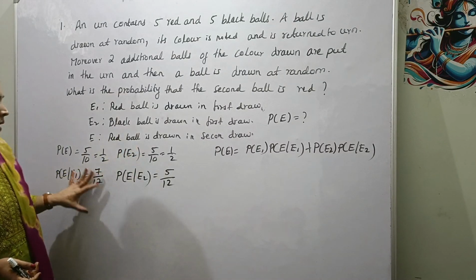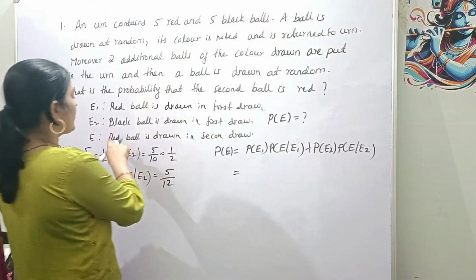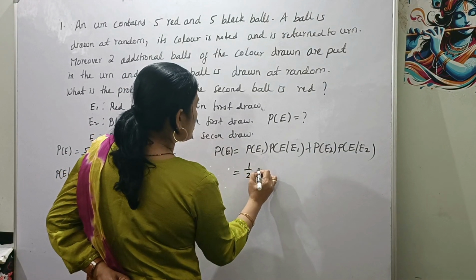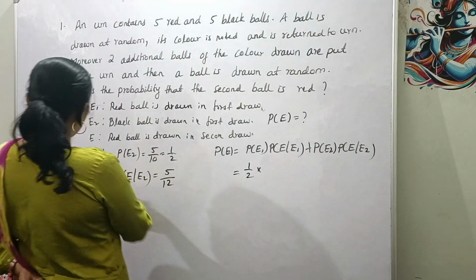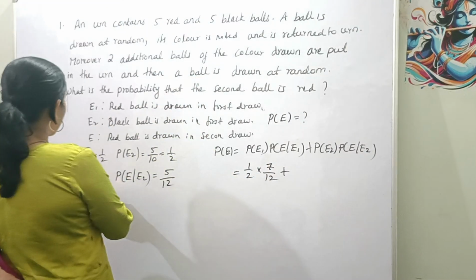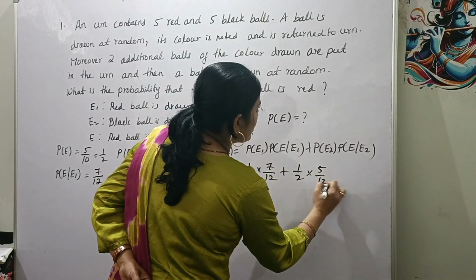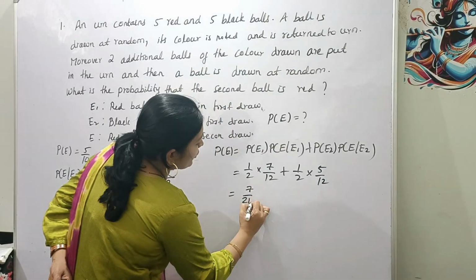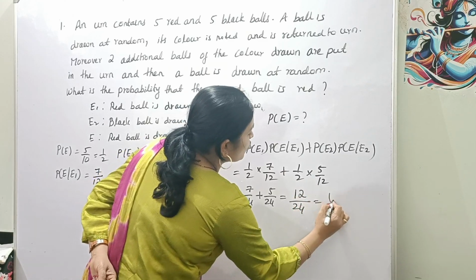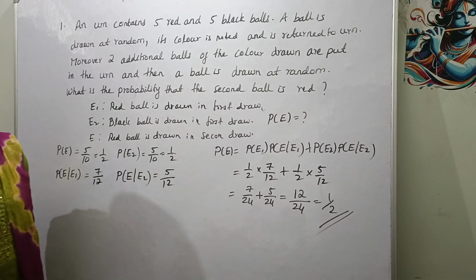Now let's substitute these values in this formula. Probability of E, that is, the probability that a red ball is drawn in the second draw, is equal to probability of E1, 1 by 2, into probability of E given E1, 7 by 12, plus probability of E2, 1 by 2, into probability of E given E2, 5 by 12. That is equal to 7 by 24 plus 5 by 24, which is 12 by 24, that is 1 by 2. Therefore, the probability that a red ball is drawn in the second draw is 1 by 2.